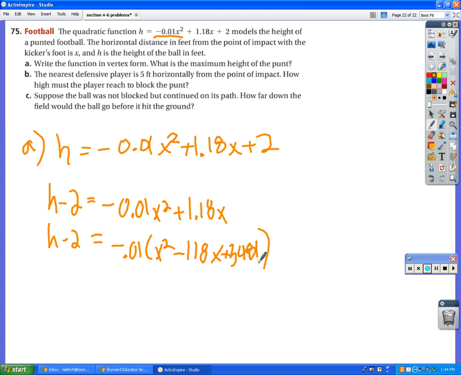Okay, so if I added 3,481 in here in the parentheses, but I have a negative 0.01 on the outside, what did I really do? What is negative 0.01 times 3,481? Negative 34.81. So since I put a negative 34.81 here, I have to put a negative 34.81 there also.